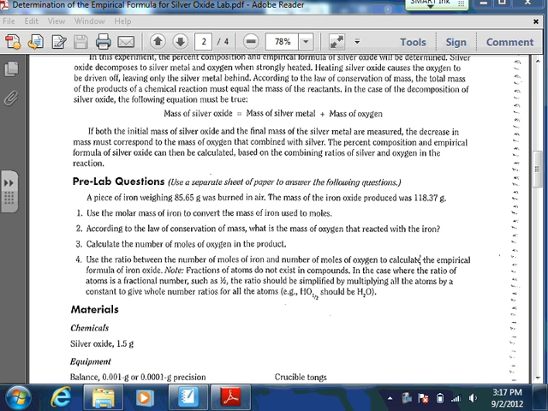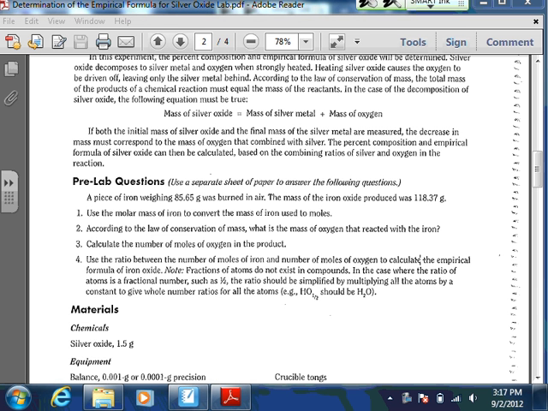So, let's see. First one here, on the PreLab questions, it says a piece of iron weighing 85.65 grams was burned in the air. The mass of the iron oxide produced is 118.37 grams. Okay, so we've got a piece of iron. We're burning it in air, which I know sounds a little bit weird. Unless you've ever seen steel wool when you touch a 9-volt battery to it, you've definitely seen iron burn, because steel is primarily an alloy made of iron. And iron will burn. It reacts with the oxygen in the air to make iron oxide.